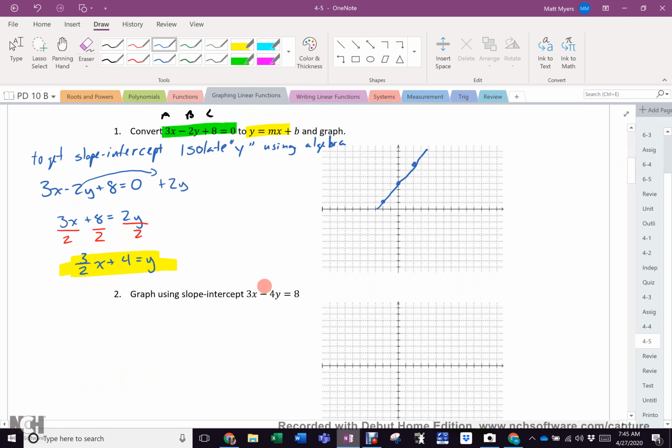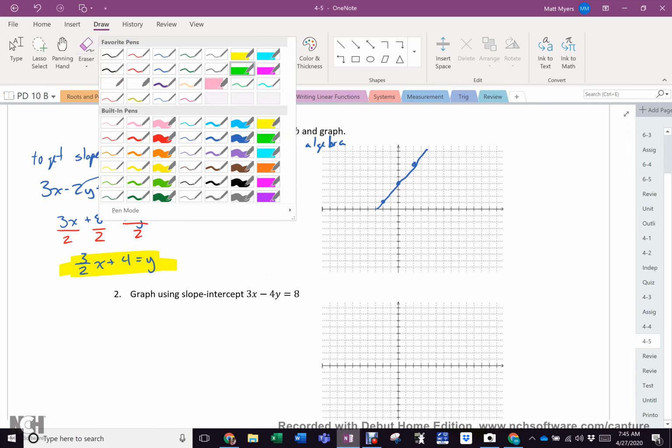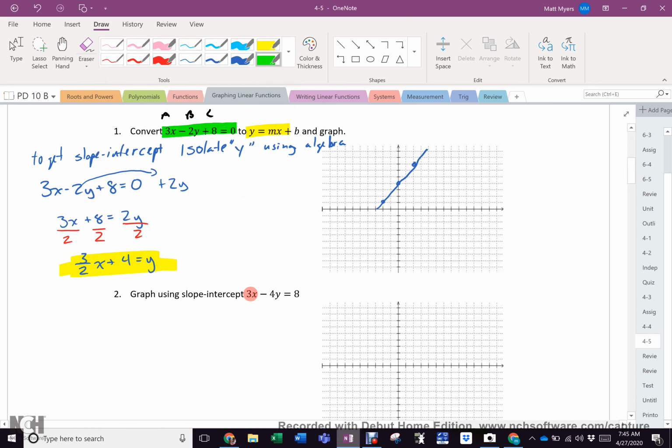I want to graph this. This looks really, really close to general form, doesn't it? But this is general form's ugly cousin, standard form. And it's just A, B, and C is over here instead of 0, but all the same rules apply. So all I got to do, again, is isolate y.